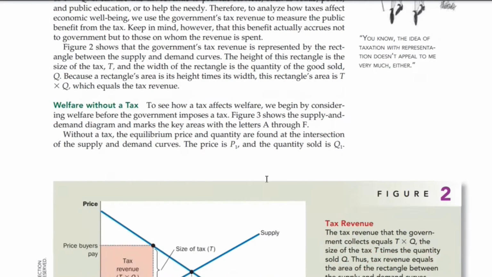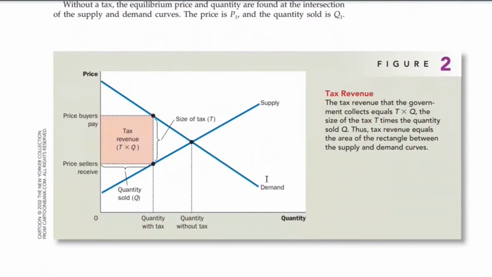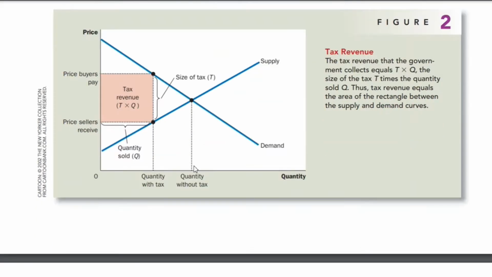We can understand this better using this diagram. The tax revenue of the government can be shown graphically as the rectangle between the supply and the demand curve. We can calculate the tax revenue by multiplying T with Q or by finding the area of this rectangle. The height of this rectangle is the size of the tax T and the width of this rectangle is the quantity sold Q. As we know, the area of a rectangle is width multiplied by height. Hence, we can calculate tax revenue by multiplying T with Q.